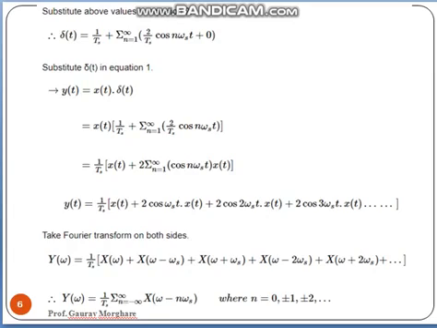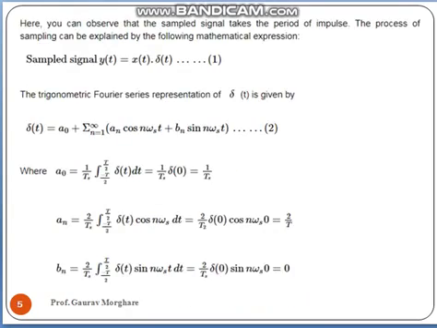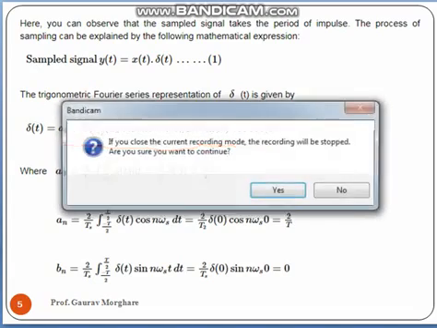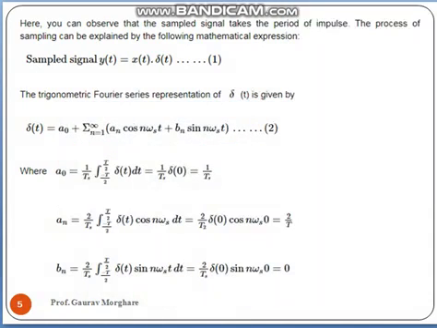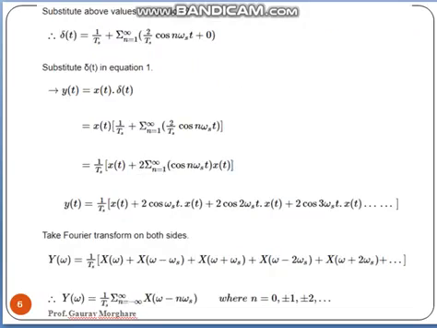Now substituting these values in equation 2. I am again moving to my previous slide. So what is equation number 2? Equation number 2 is this, the trigonometric Fourier series. Substituting these values of a0, an and bn in this equation, we will get the resultant like this as our value.